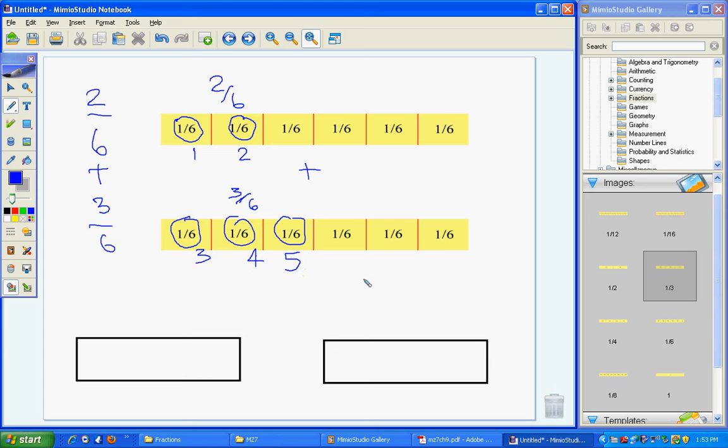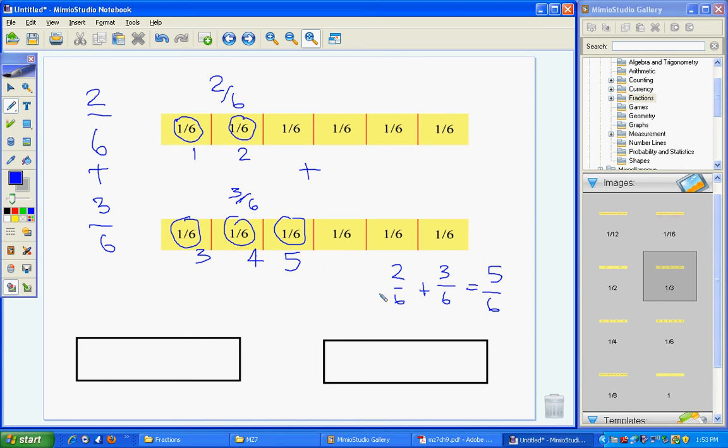So we're trying to find how many 6ths we've got altogether. If we've got 2/6 and we add 3/6 together to it, it's going to give us 5/6 all up, because we can count them up. 1, 2, 3, 4, 5, 6.